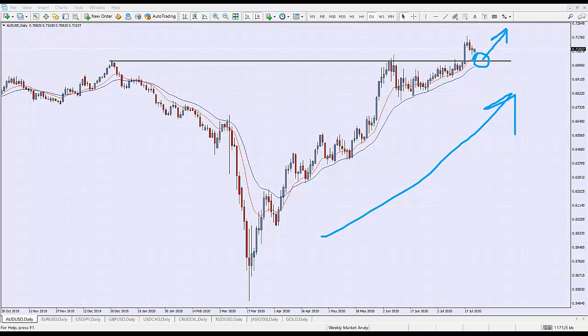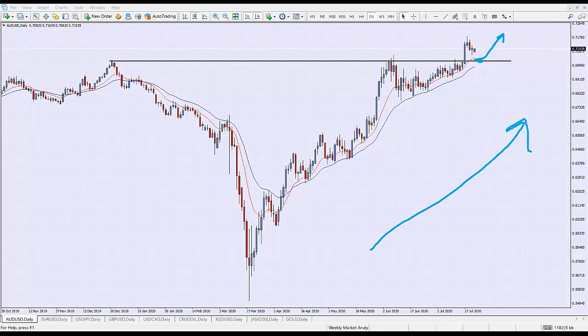We're seeing if we can get on a pullback, and hopefully that pullback happens in this region here, to see if we can basically get an opportunity to buy and continue with the trend in this direction. So there you have it. That's our Aussie US dollar.